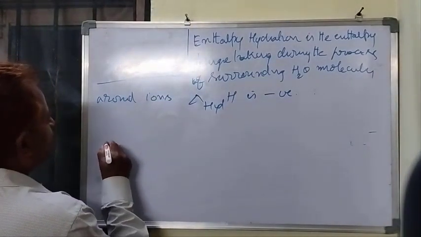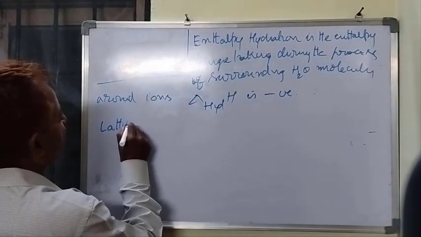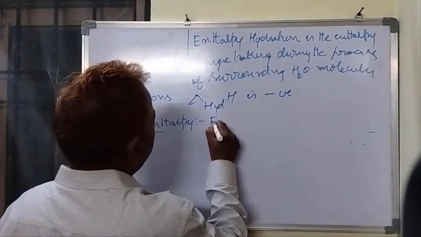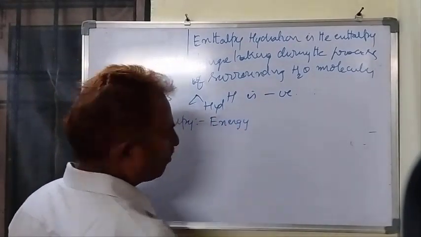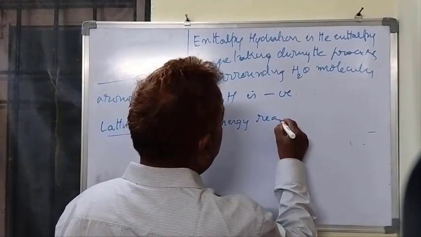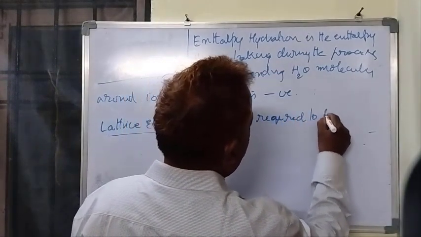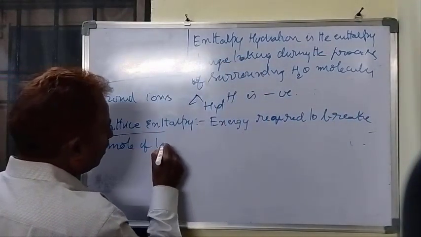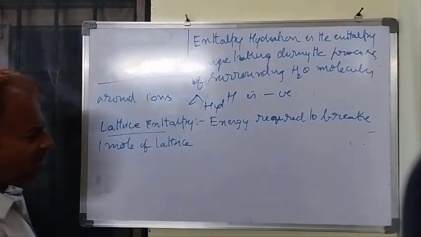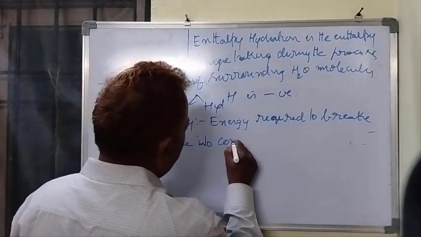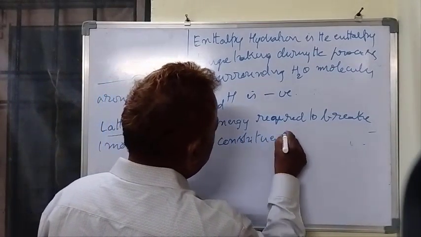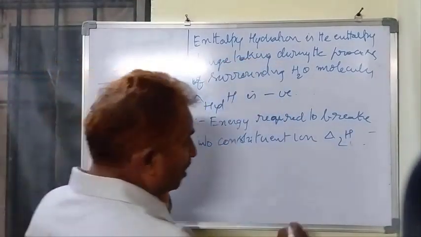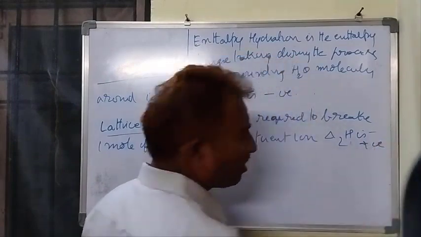In the same manner, we discussed lattice enthalpy. What is lattice enthalpy? Lattice enthalpy means the energy required to break 1 mole of lattice into constituent ions. It is represented by delta H L. Delta H L is positive.